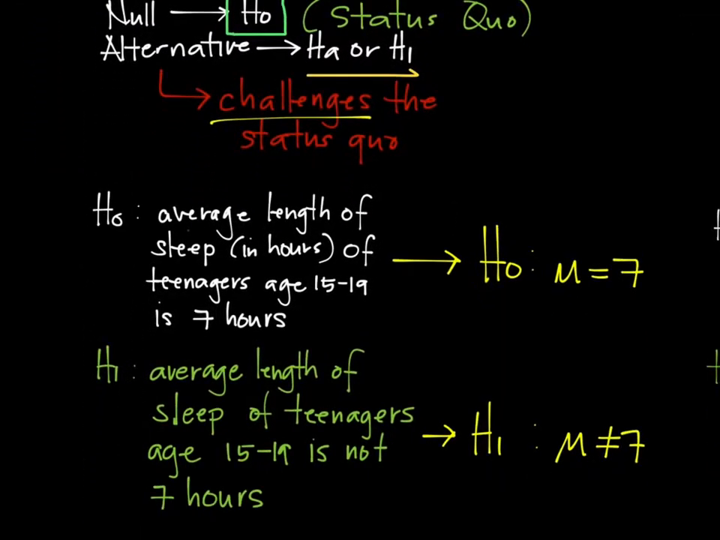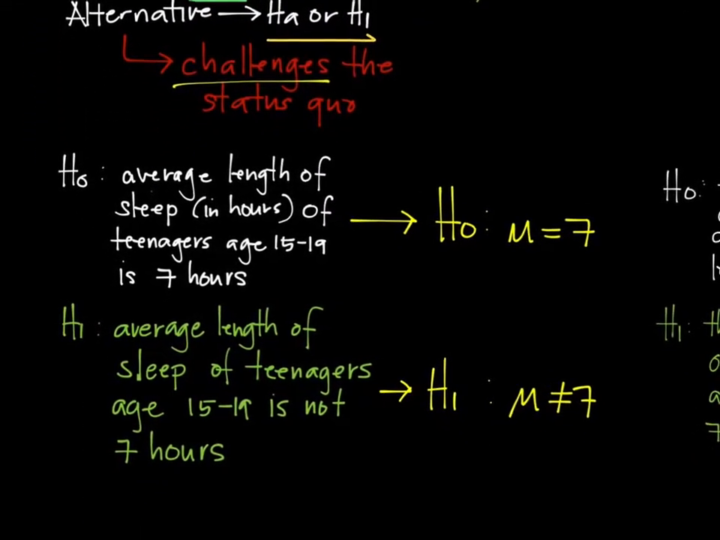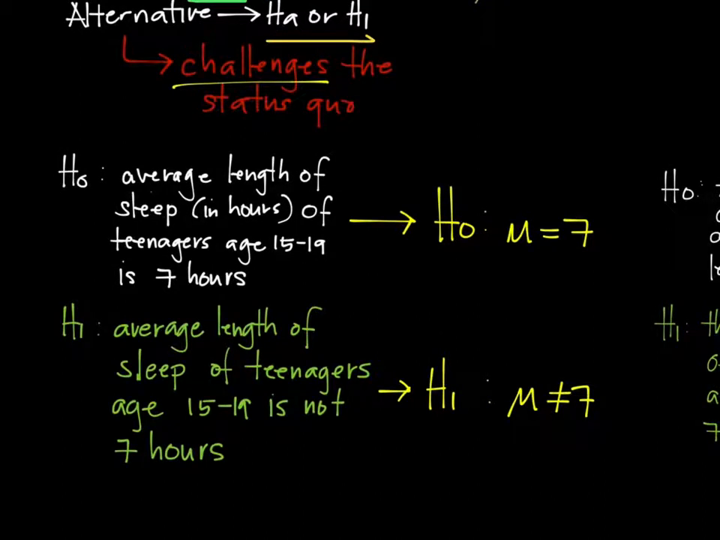So down here, our first example. Now, in my examples here, the H0 is supposed to be the status quo. Okay, so H0: the average length of sleep in hours of teenagers aged 15 to 19 is 7 hours. So we can simplify that null hypothesis by writing H0: mu equal to 7. The mu, as we know, is the symbol for the population mean.